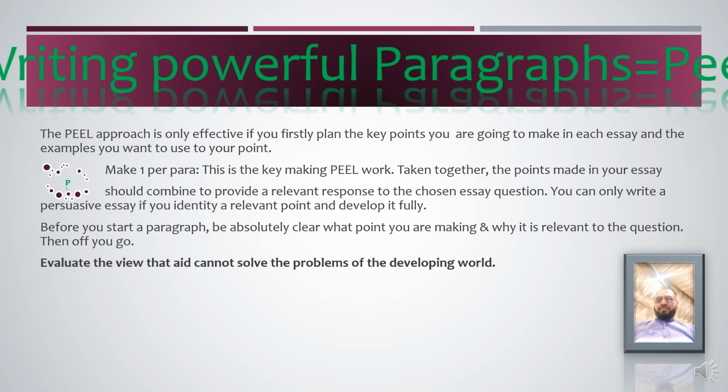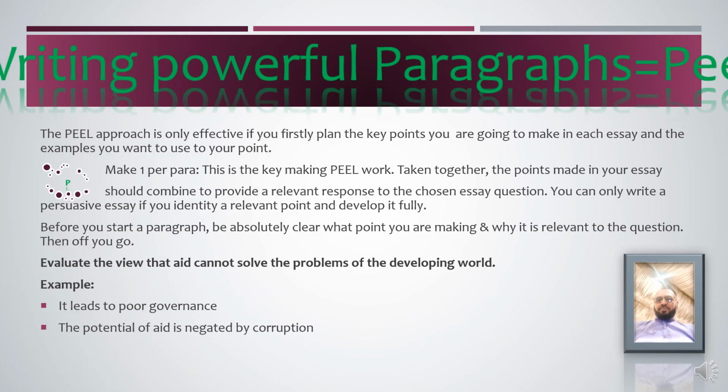Okay. Now then, evaluate the view that aid cannot solve the problems of the developing world. Now you have given the first point, you have taken it. Now you need to explain the first point with the evidence, and then you need to evaluate. So let's see the example paragraph. Okay. It leads to poor governance. First point, you should write the first paragraph for it: it leads to poor governance. You are going to explain this in your words, and you are going to give evidence to support your explanation, and then you are going to evaluate this.